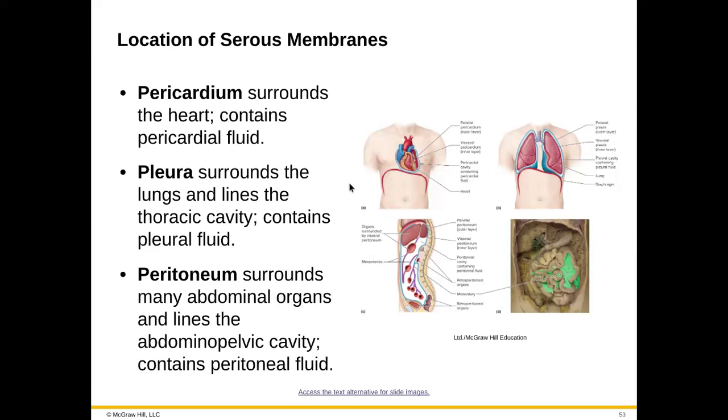When we get into the abdomen, we refer to the serous membrane as the peritoneum. This is going to surround many of the abdominal organs. It's going to line the abdominal pelvic cavity, and it's going to be filled with peritoneal fluid. If it's on the organ itself, it is visceral peritoneum. If it is on the cavity wall, it is parietal peritoneum.